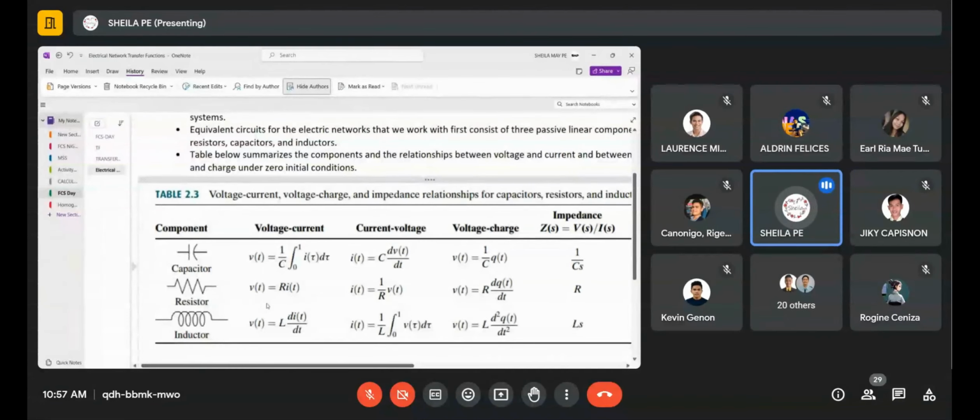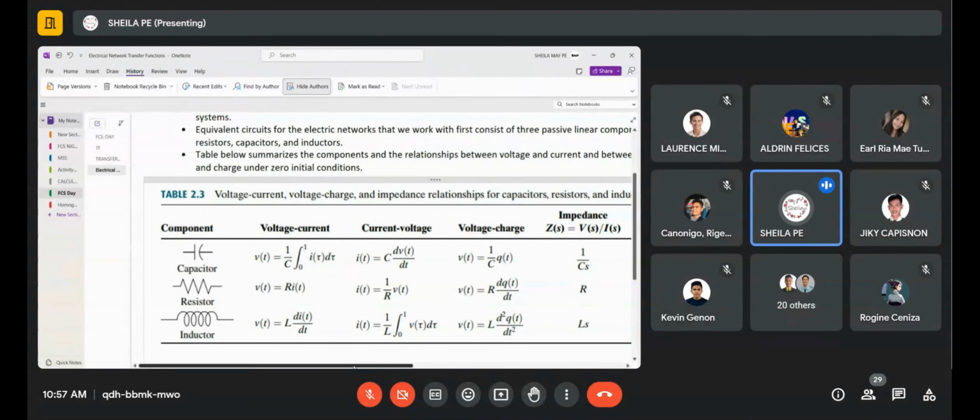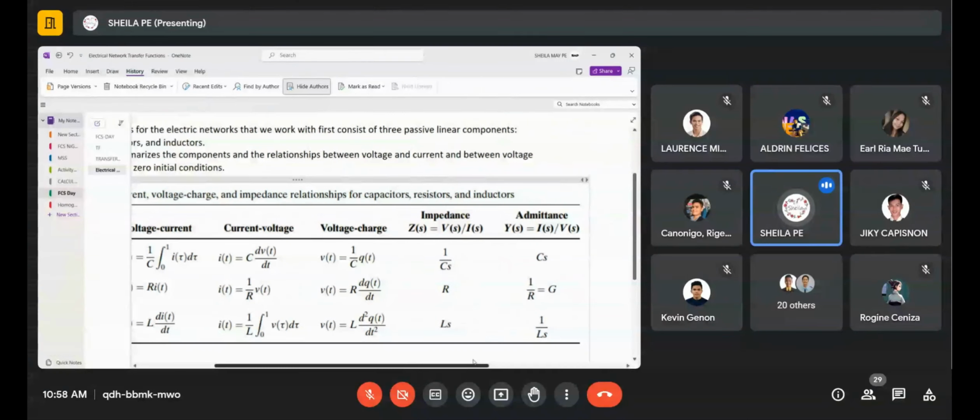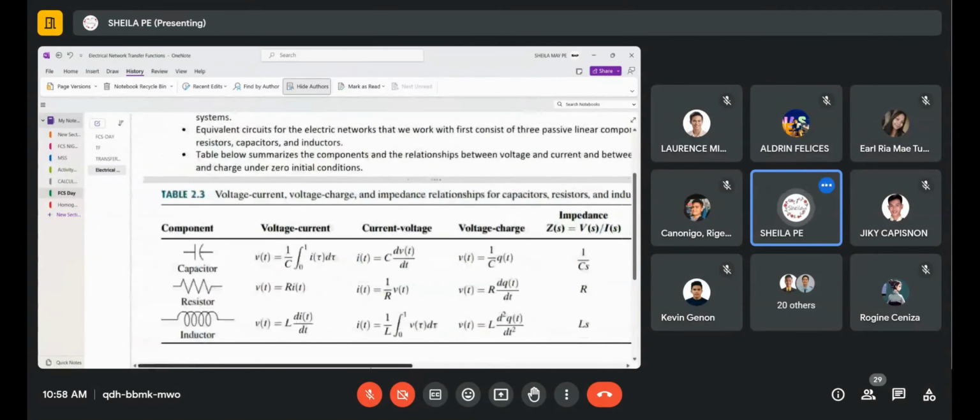Now, for our resistor, in the voltage-current relationship, V of t is equal to R times I of t. That's just Ohm's law. Resistor R and current I of t flowing through the circuit. For current to voltage, I of t equals 1 over R times V of t. For voltage to charge, that's R dq of t over dt, the derivative of our charge with respect to t. For impedance, that's just R. And our admittance is 1 over R, which is our conductance.